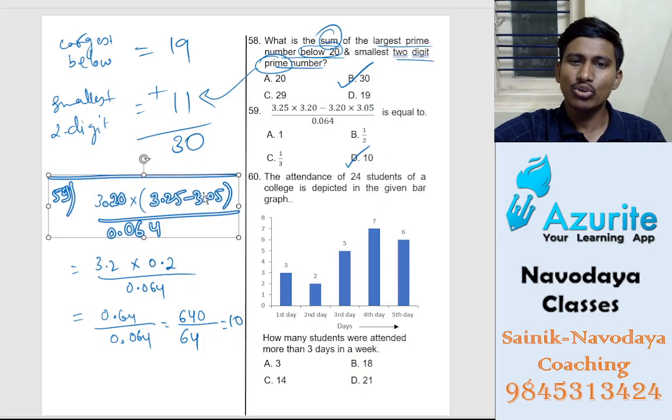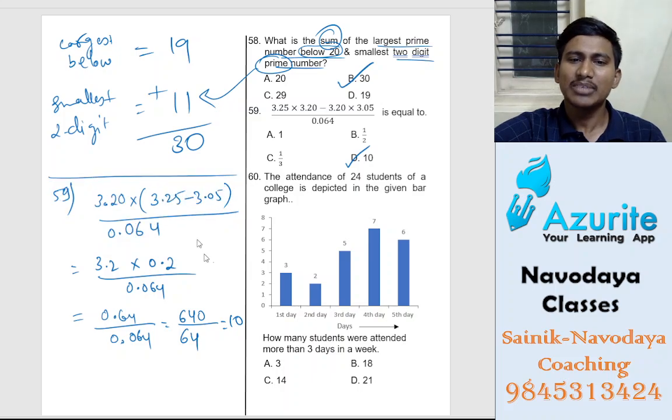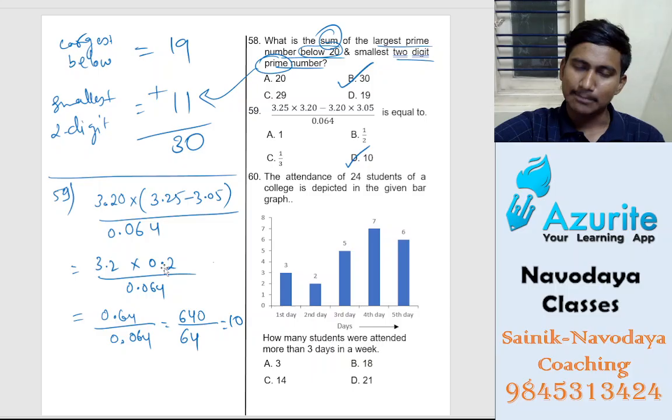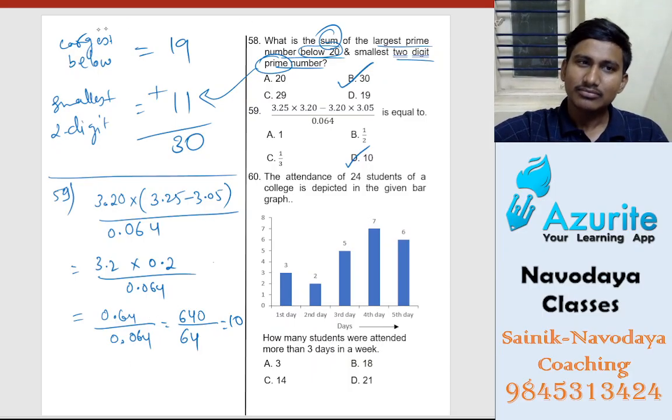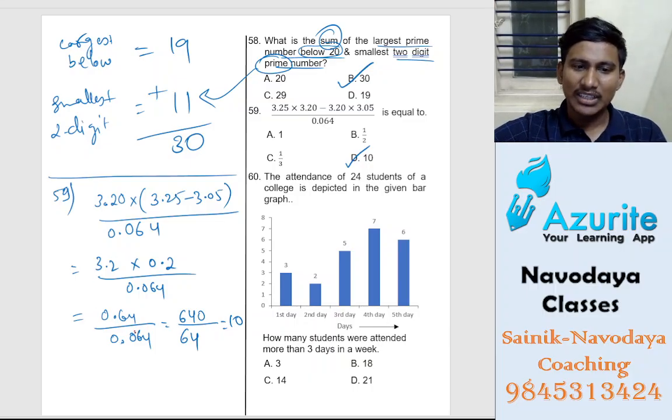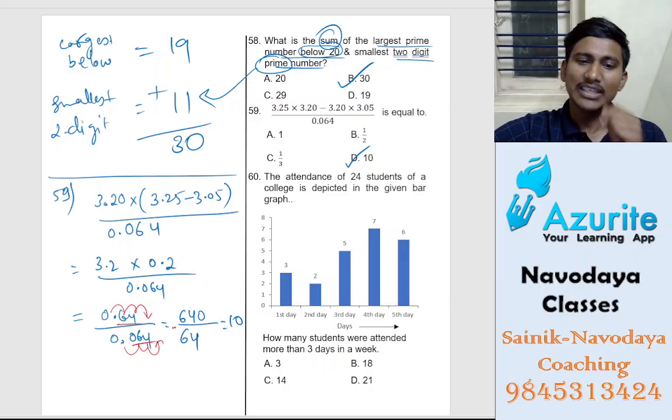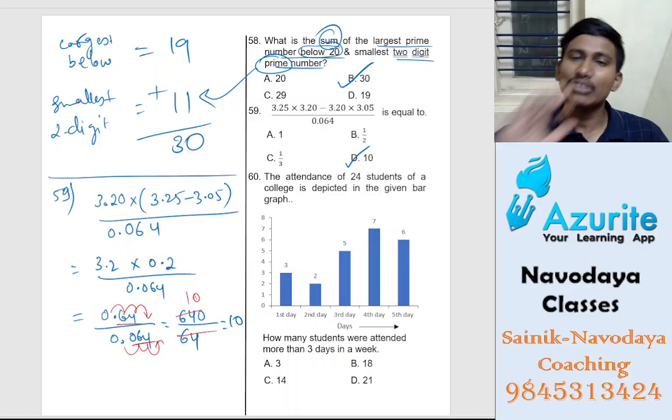So if you subtract them both, you will get 0.2. So 3.20 means 3.2, and if you subtract, you will get 0.2. 0.2, 32 twos are 64. So one decimal here, one decimal here, two decimals will come, so divided by 0.064. Here there are 3 decimals in the denominator, here 2 decimals. So to cancel, shift 3 times here, and 3 times here also. So it will be 640 divided by 64, right? 64 ones are 64, 0 as it is, so 10 will be the answer.